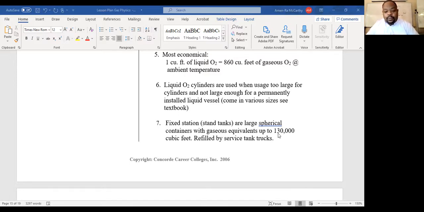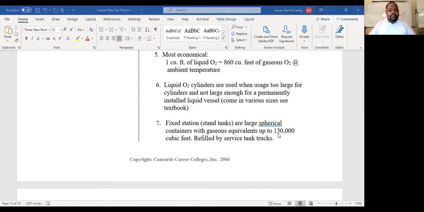So 151 cubic feet of liquid will equal 130,000 cubic feet of gaseous. See that? If you're in business, you want me to bring you some liquid so you can make it stretch way out, like trying to stretch out some dinner. I'm going to do whatever I can to stretch that out as far as I can, because I don't want to buy 130,000 cubic feet of oxygen. I'd rather just buy the 151, which will turn into 130,000.